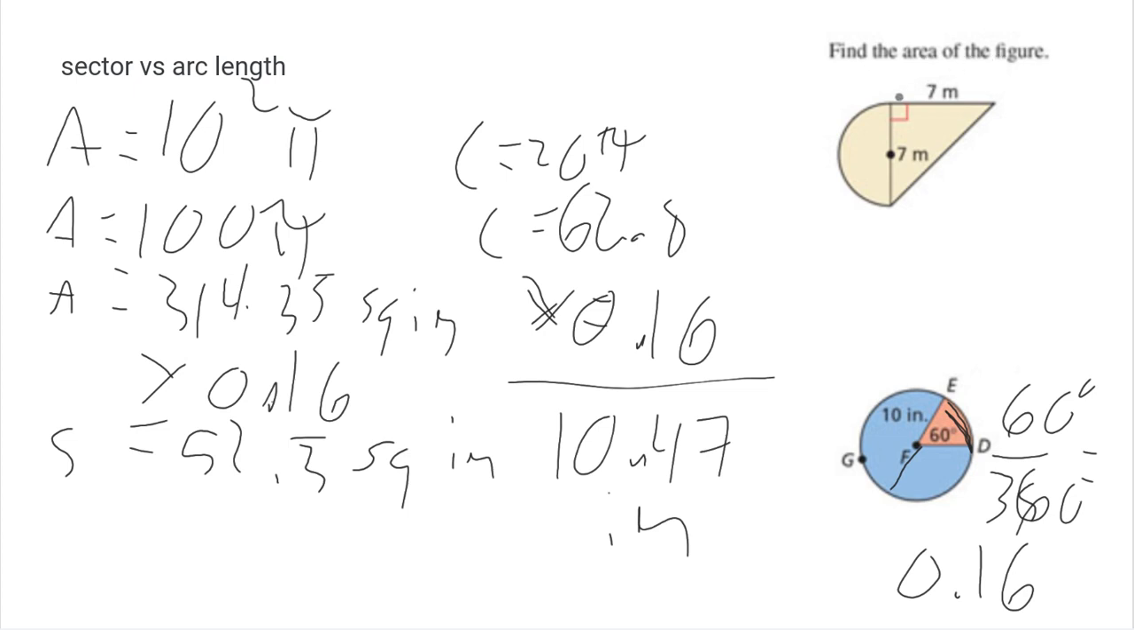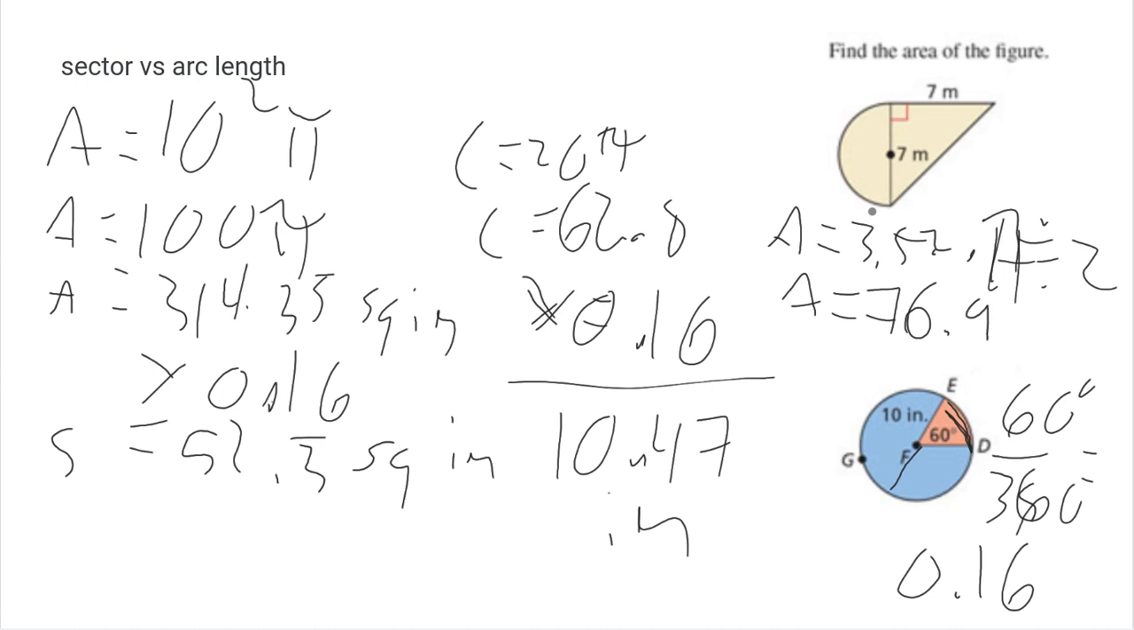And finally, to find the area, I need to find the area of this circle. So area is going to be 3.5 because of half the diameter, squared times pi. But since it's a half circle, I'm going to take that answer and divide by 2. When I do that, I get the area of the half circle is 76.9.